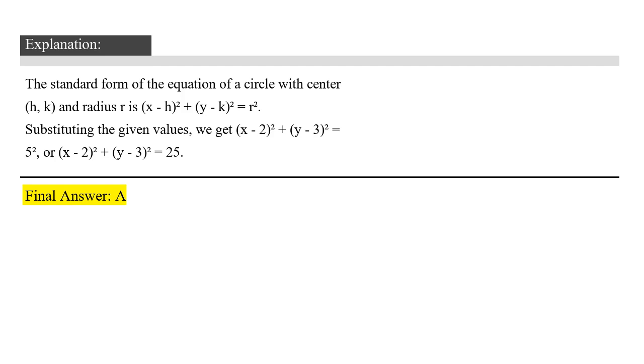The standard form of the equation of a circle with center (h, k) and radius r is (x minus h) squared plus (y minus k) squared equals r squared. Substituting the given values, we get (x minus 2) squared plus (y minus 3) squared equals 5 squared, or (x minus 2) squared plus (y minus 3) squared equals 25.